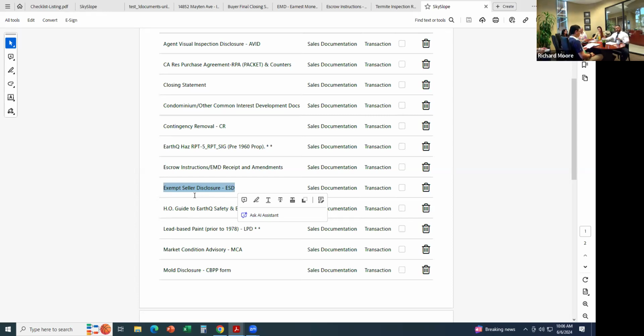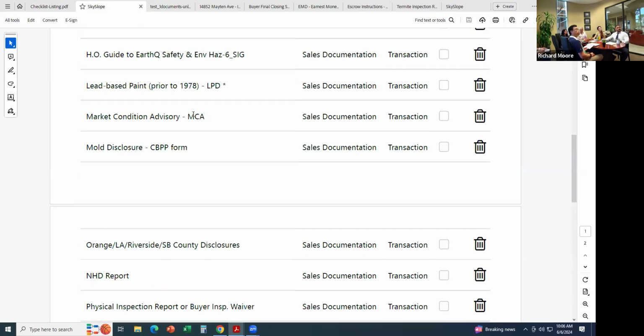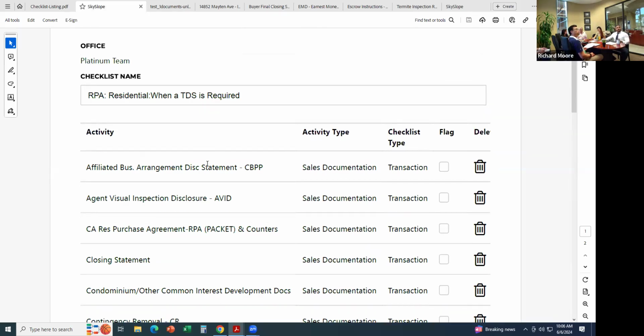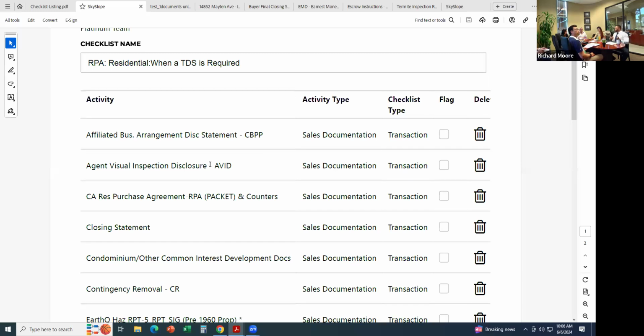But for any other transaction, you're going to use the regular transaction checklist where TDS is required. So this is the checklist you're going to use. This means you own the property, you lived in it, you're selling it, you're familiar with the property, you can answer questions about the property, or it's a rental. You still own the property, even though you haven't lived in it, it's still your property. You should know if there's any issues with it and be able to answer questions on it. So that's why we would use this one.